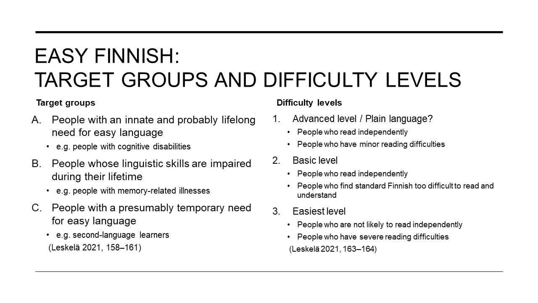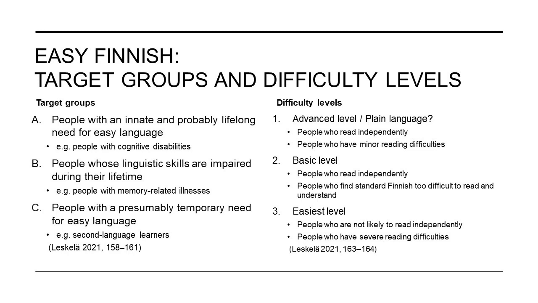So Ulla already presented some target groups of easy language, but here I'm presenting how they are defined in Finland. Target groups for easy language include people with an innate and probably lifelong need for easy language, and that could include people with cognitive disabilities, for example. And then the second group includes people whose linguistic skills are impaired during their lifetime, for example, people with memory-related illnesses, and we all could end up in this group sometime in our lifetime.